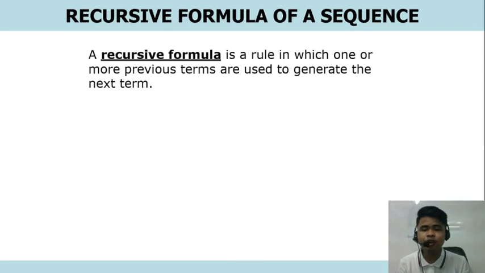A recursive formula is a rule in which one or more previous terms are used to generate the next term. So what I have said a while ago, if you want to find the 10th term, you should find the 9th term first. Kung hanapin mo naman yung 11th term, kailangan mo ng 10th term. Kung hanapin mo yung 7th, kailangan mo ng 6th.